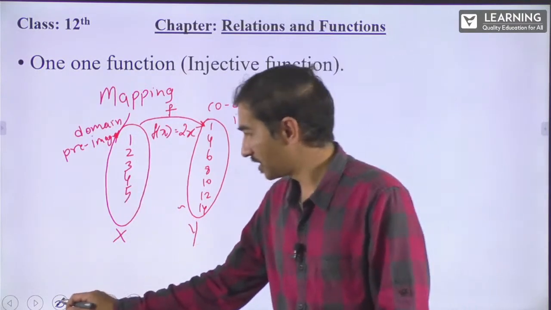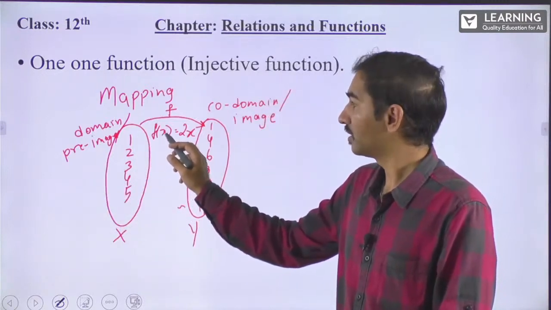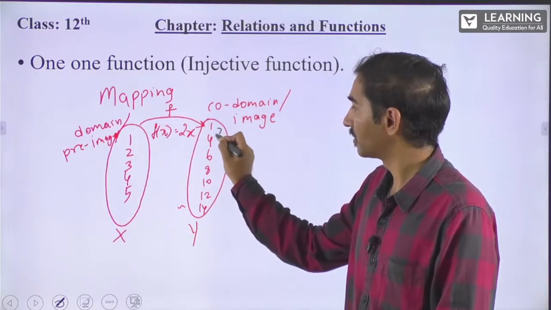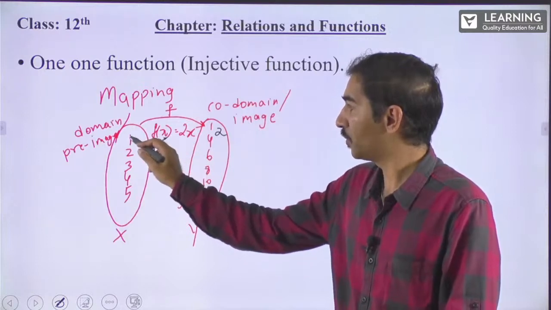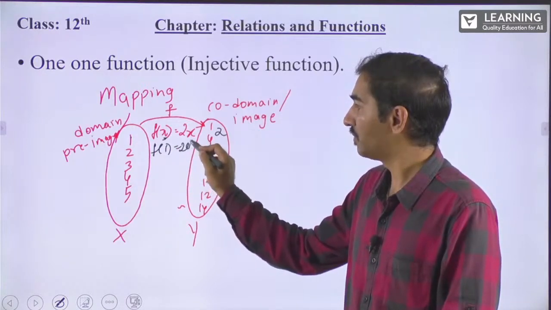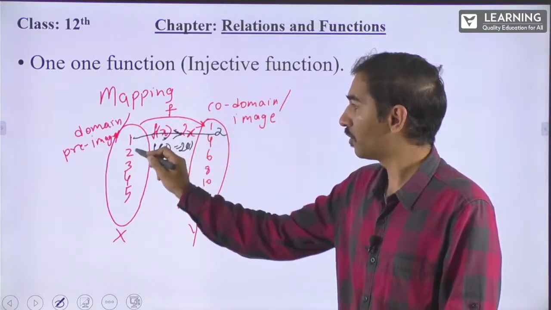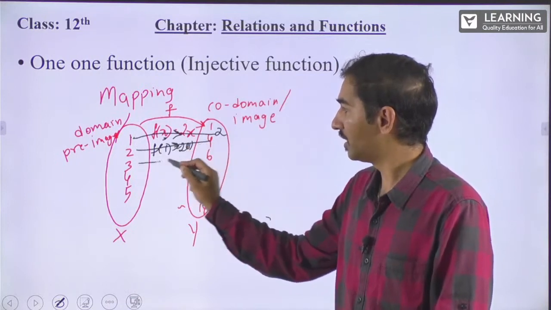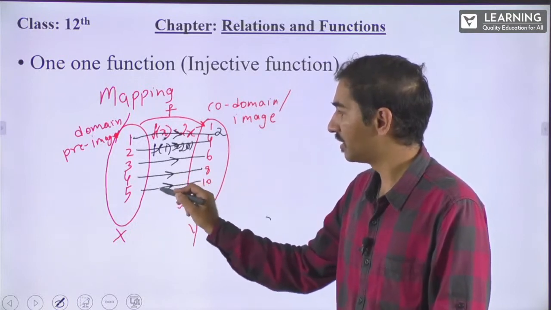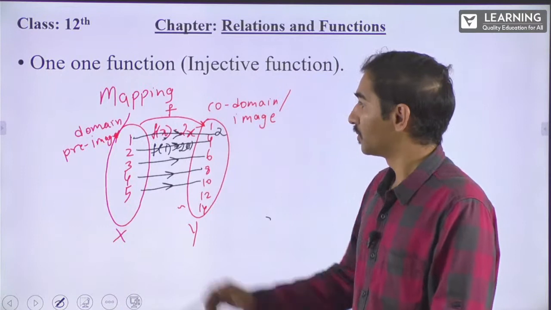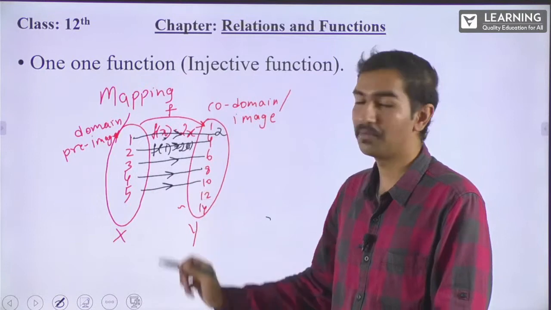Now see what is happening. If you input in the place of x the value 1, so 2 into 1 will be equal to how much? 2. So this is mapped like this. For 1 we have 2, for 2 we'll be having 4, for 3 we'll be having 6, for 4 we'll be having 8, for 5 we'll be having 10. Understood? So the function here is f of x is equal to 2x. For 1 we have 2, 2, 4, 3, 6, 4, 8 and 5, 10.